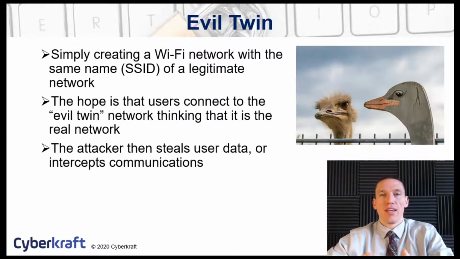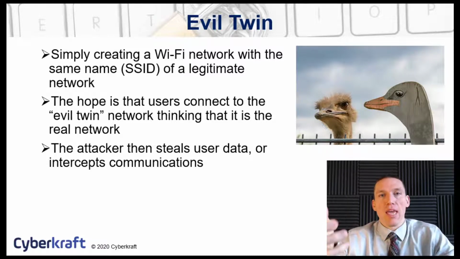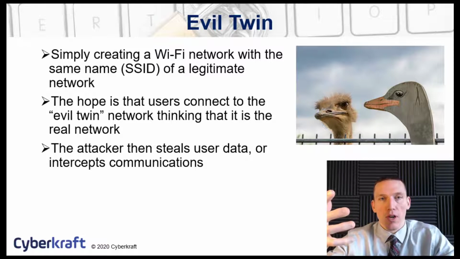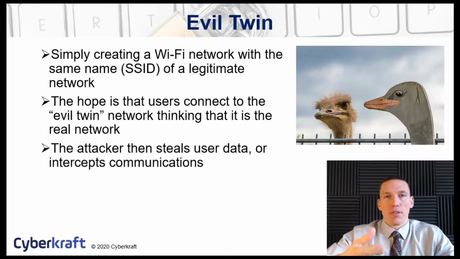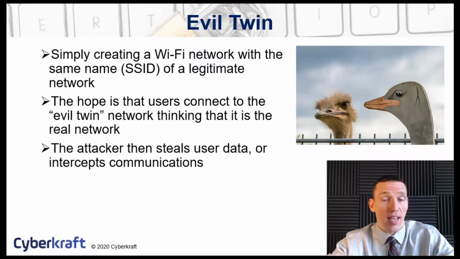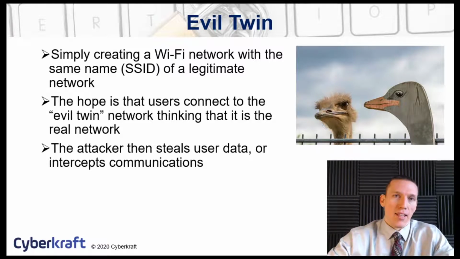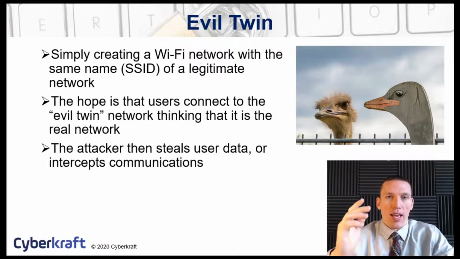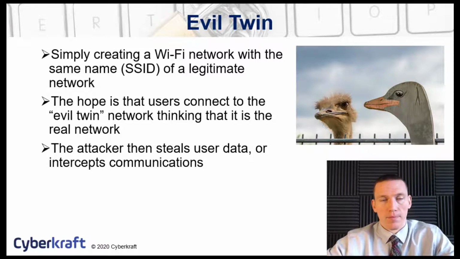An evil twin is a very simple attack where an attacker simply makes a new wireless network and sets it up in a physical location very close to the actual wireless network. They name it the same as the real network, so they'll give it the same SSID. And the hope is that users will connect to their evil twin network as opposed to the legitimate network.